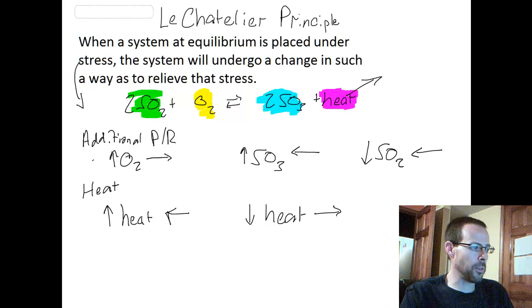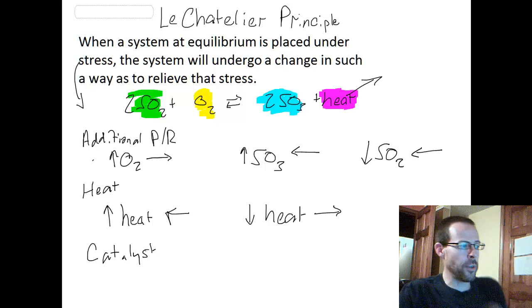So that's Le Chatelier's principle. Last thing: catalysts do not affect equilibrium. They don't make a reaction go left or right, they just make the reaction go faster. How do they do that? By lowering the activation energy.